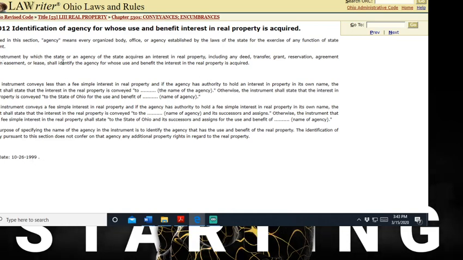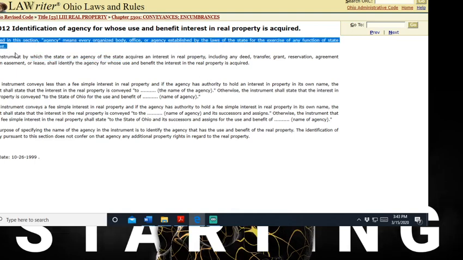But also, any instrument of the agency, real property, include a deed, transfer, grant, reservation, agreement creating an easement, a lease. You hear me? A lease shall identify the agency for whose use and benefit the interests of the real property. You got to understand that use in this section, agency means every organized body, office, and agency established by the laws of the state for the exercise of the function of the state. That's why I said the straw man is an agency.